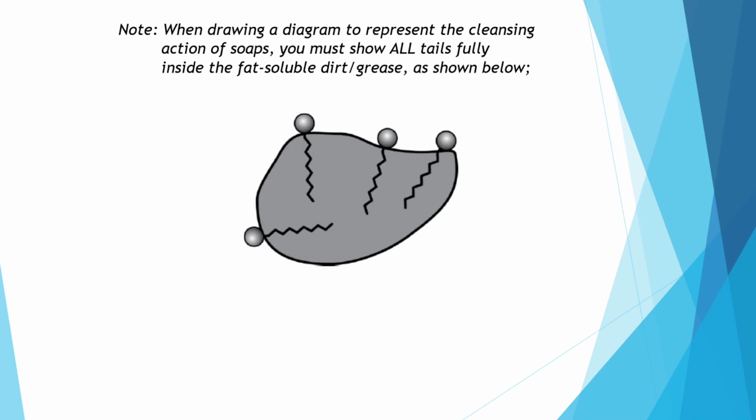However, when drawing a diagram, you must draw the tails fully inserted into the droplet of grease or oil, with the little head, the COO negative part of the tail, outside of the oil droplet.